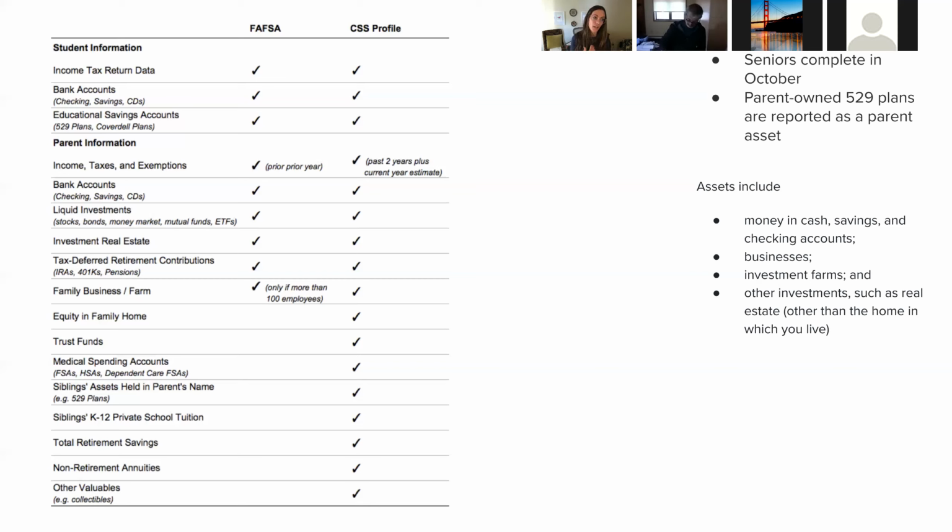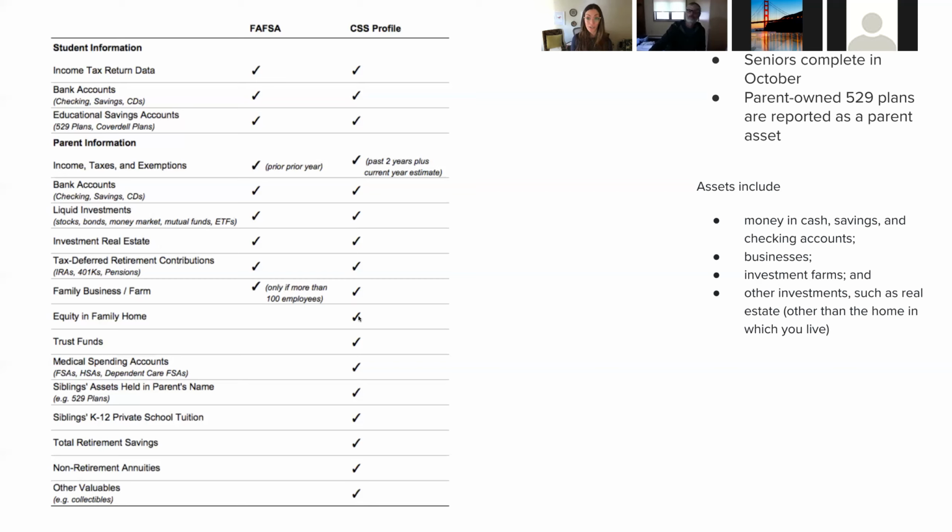FAFSA is going to look at bank accounts: checking, savings, educational savings accounts. If they're in the student's name or in the parent's name, they get reported as parent assets. Also income, taxes, exemptions, again bank accounts, investments, real estate, but not including your primary home for the FAFSA, just investment real estate, and family business and farm. The CSS Profile asks for all of that.